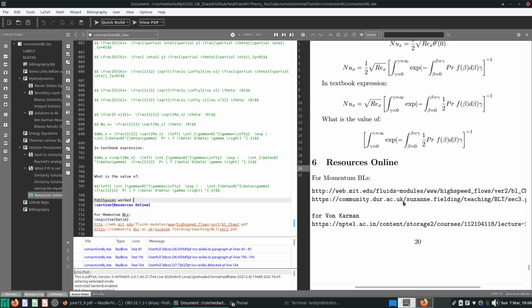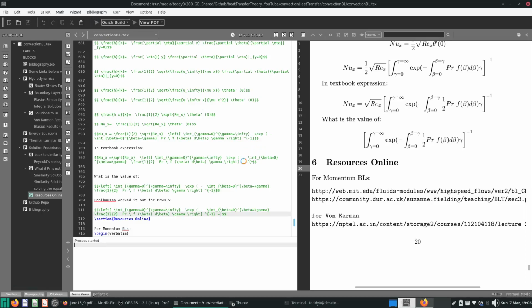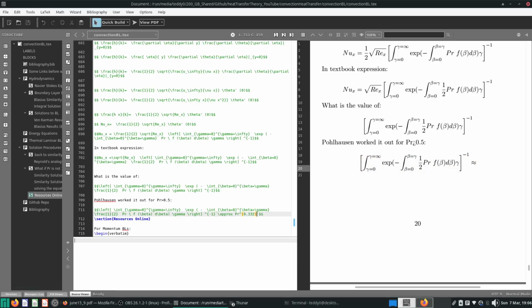Pohlhausen worked it out. So actually this whole value here, for Prandtl number more than 0.5, so you need a high Prandtl number, just to give you some idea, let's give it an approximation. This should be equal to Prandtl to the power of 0.333 or 0.332, give or take.